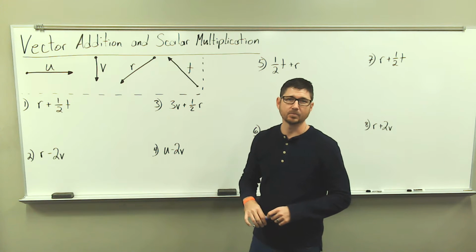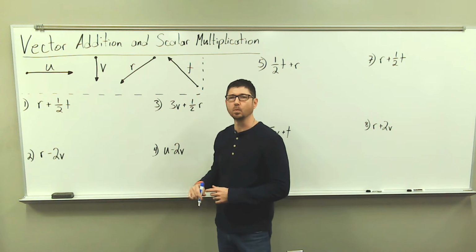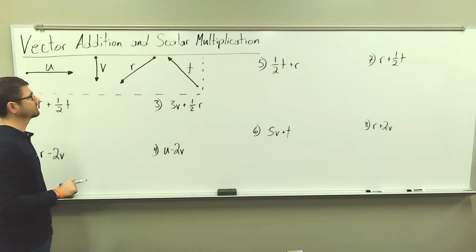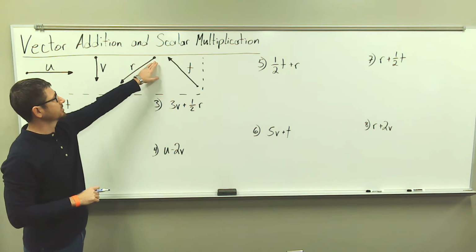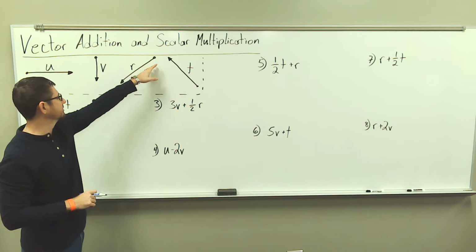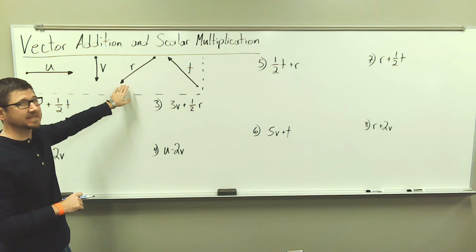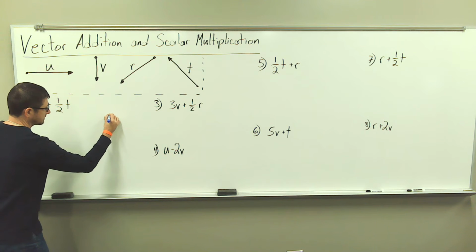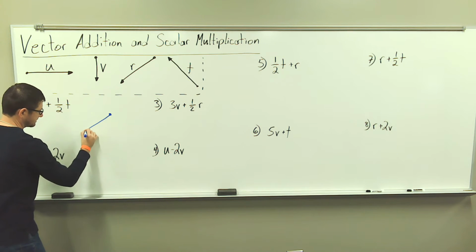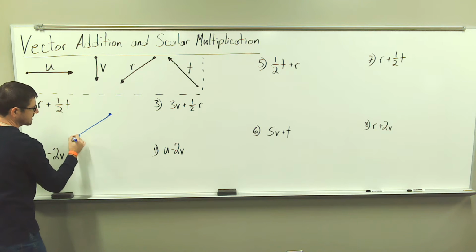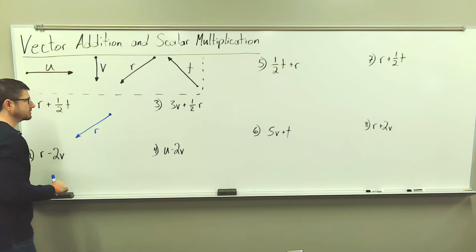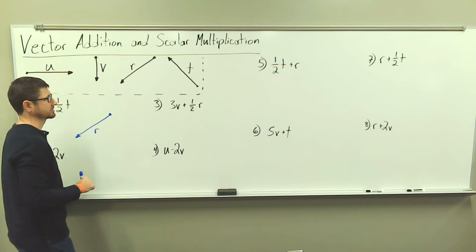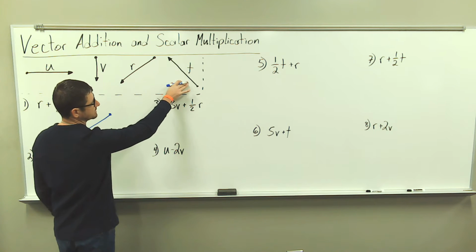On number 1, we have vector r plus 1/2 the magnitude of vector t. So we're going to start with vector r. Remember, the tail is the starting point of the vector, and the head, the arrowhead, is the ending point of the vector. So let's start with the tail and finish with the arrowhead. Remember to label each vector. And then we have plus 1/2 the magnitude of vector t.